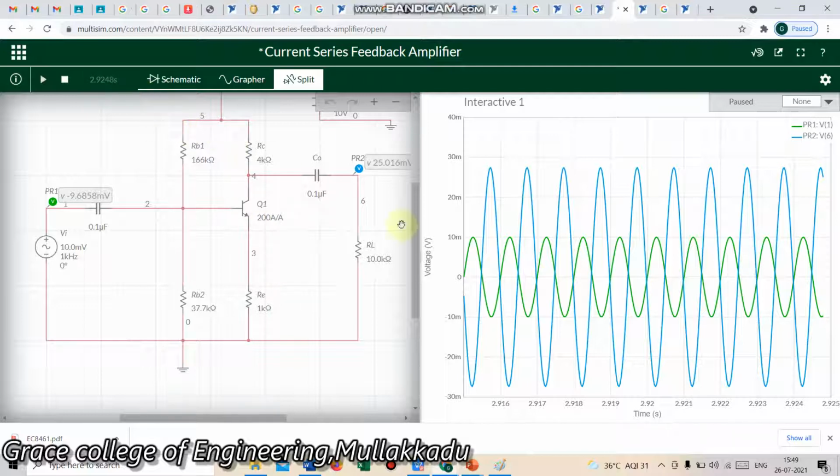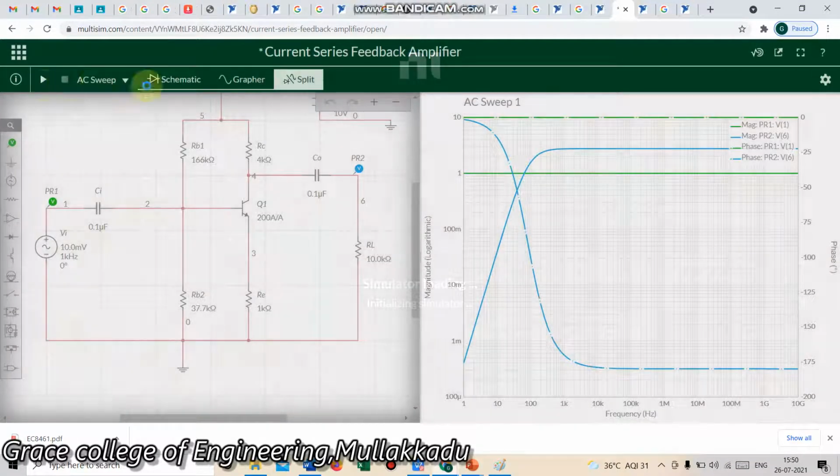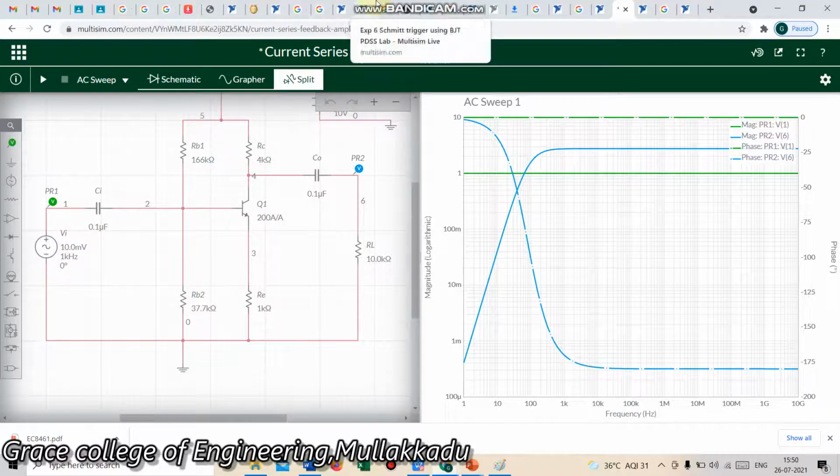Now we can see the input signal in the green color and the output signal in the blue color. For each sinusoidal input waveform, the amplified waveform is obtained at the output. Similarly, we can also see the AC sweep response, that is the magnitude as well as phase value. Okay, this is the magnitude as well as the phase value. That's all about the study of the shunt as well as series amplifier circuit.